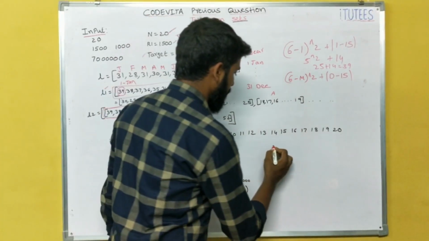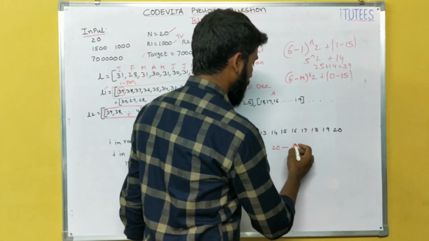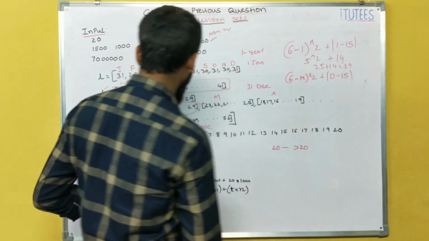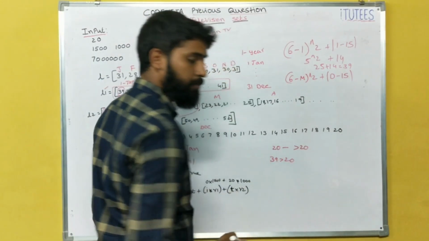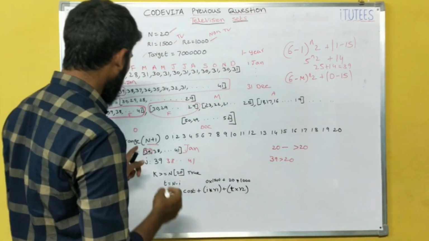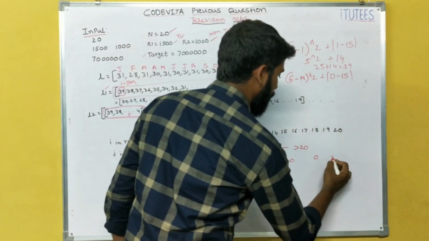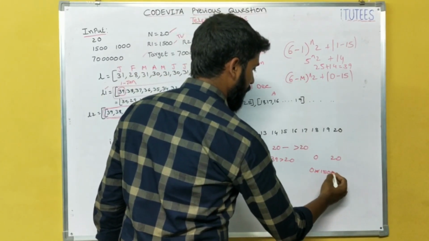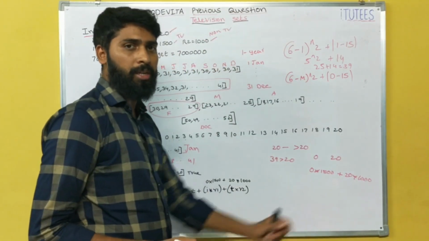One is, if the rooms are 20, if patients are greater than 20. So in this case the patients are 39. 39 is greater than 20. So then we consider how many TV rooms? In this case 0. How many non-TV rooms? 20. So now I am going to multiply 0 into 1500 plus 20 into 1000. So this is the cost for that day.